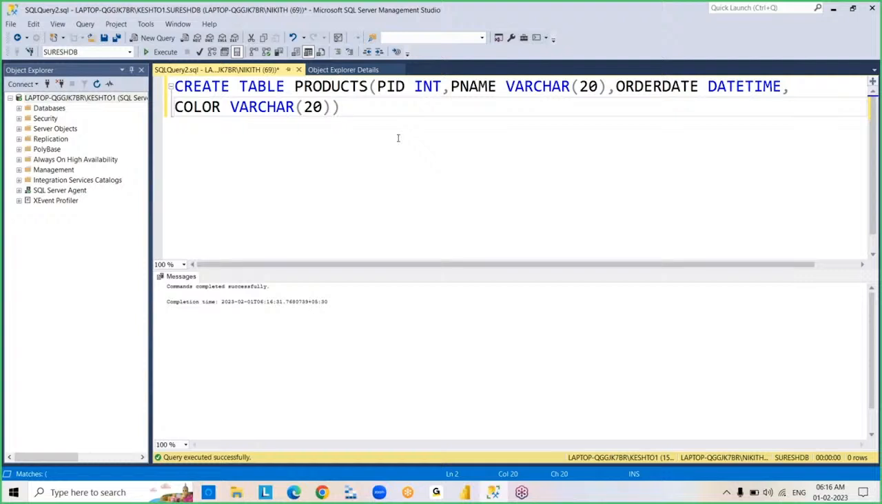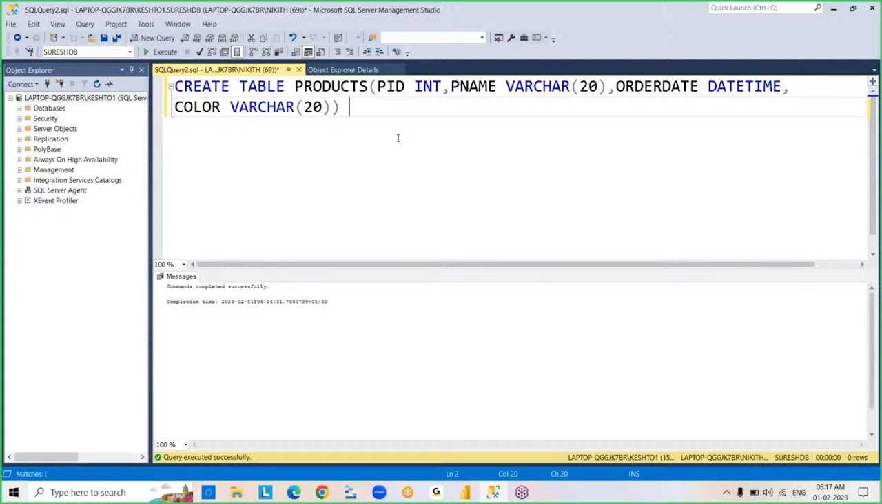Okay, now see here, the important thing is we created this table with 4 columns, right? But we can create a table with a maximum of 1024 columns. That is the limitation.